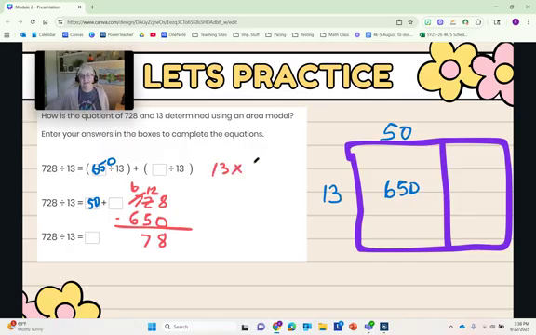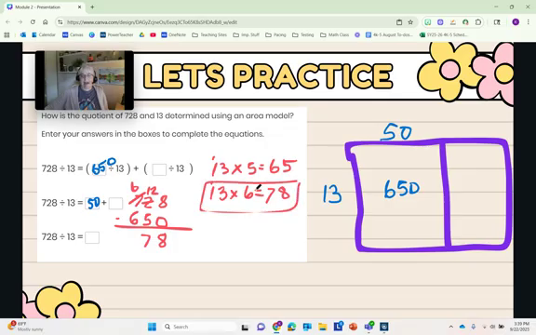Let's try 5. Well, 5 times 3 is 15. Write the 5, carry the 1. 5 times 1 is 5, plus 1 more, 65. Okay, super close. 13 times 6. 6 times 3 is 18. Write the 8. Carry the 1. 6 times 1 is 6, plus 1 more is 7, so 78. Oh my gosh, it's 6. We figured it out. So 13 times 6 equals 78.